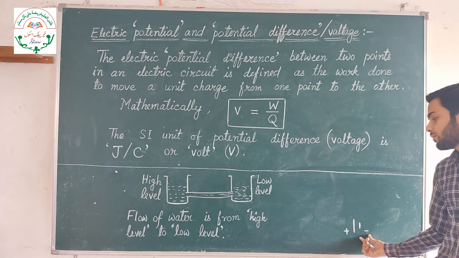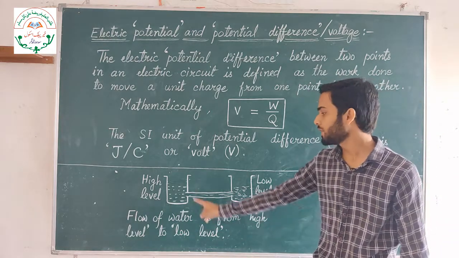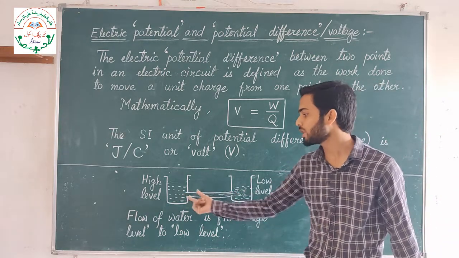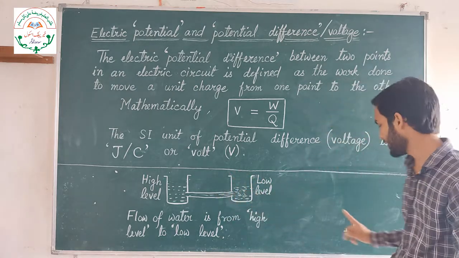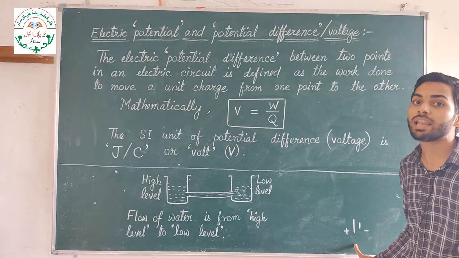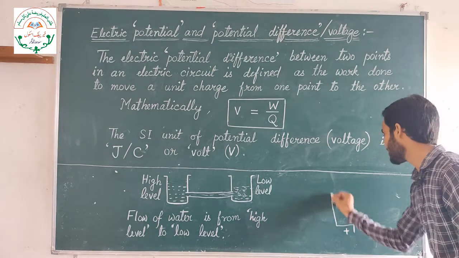So charge cannot flow. As we discussed here, until we did not join both beakers with a pipe, the water was not flowing. Similarly, in the case of a battery or a cell, the charges or the electric current will not flow until we join a conductor across the terminals.